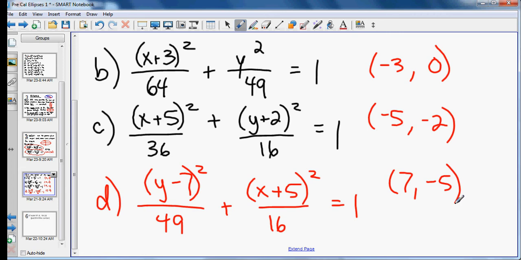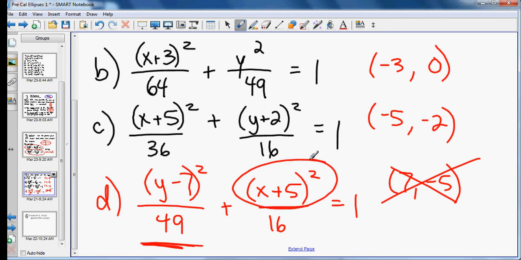X values always come first. So yes, I know the y value is written first here, it's over on the left side of the equation, but that doesn't mean it comes first in the center, it's the y value. So this is incorrect. Don't do that. Make sure you're paying attention and always doing the x value first. So we look, okay, what am I subtracting from the x? That'd be negative 5. And then what am I subtracting from the y? That would be 7. We'll interact more with ellipses in part 2.